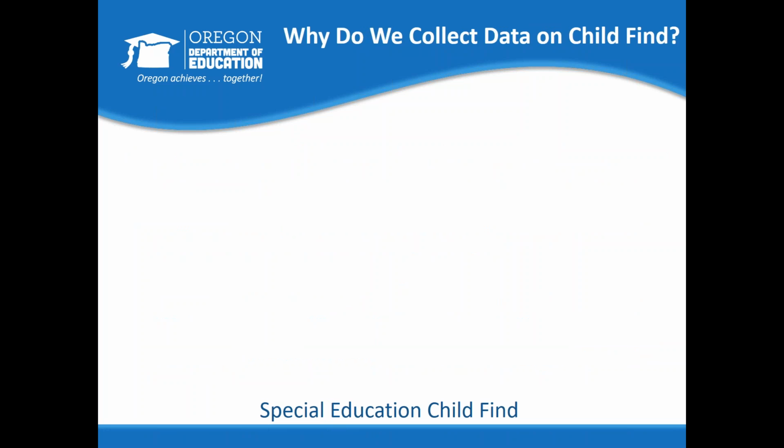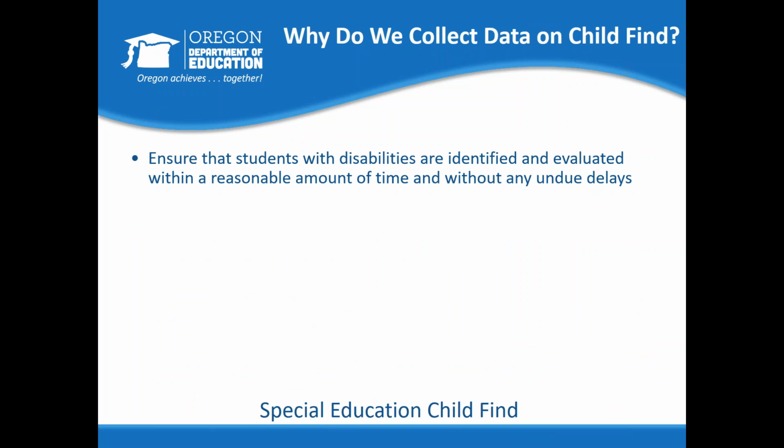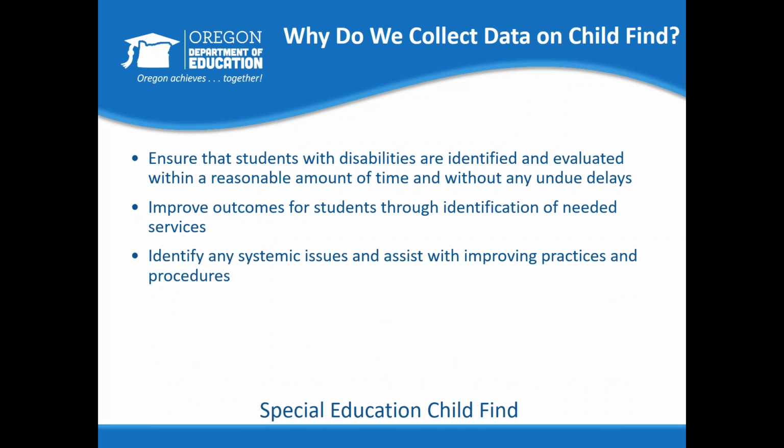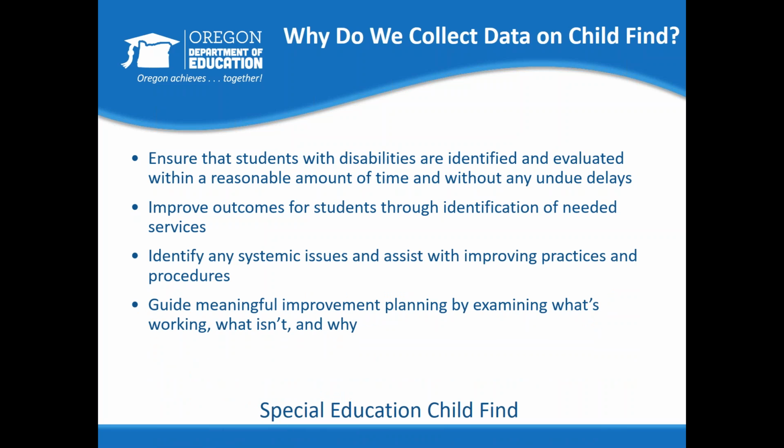Next page. So why do we collect data for Child Find? ODE collects data to ensure that students are being evaluated in a timely manner across the state. We collect data to determine if systemic issues are occurring in the state of Oregon. The goal of Child Find is to improve outcomes for students by determining if students with disabilities are eligible for special education services, and to make sure that if they do qualify, they are found eligible in a timely manner. When we delay evaluations, students aren't able to receive the services and the supports they need to be successful.